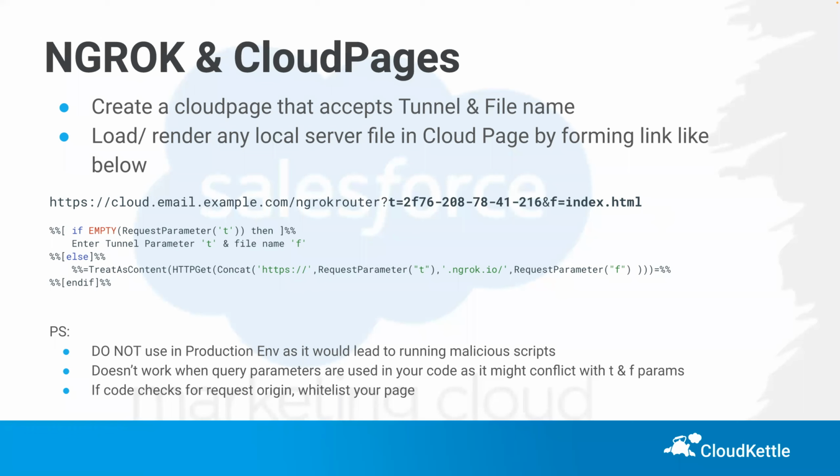Use it very cautiously. The second scenario is if you're going to pass multiple GET parameters in your URL, or if you're using a query string, then you might have trouble using this particular method, because the solution works based on query parameters, the T and F parameters, tunnel and file name. Also, if your code checks your request origin, then you would have a problem, because the request origin would be the ngrok router, and you might be whitelisting a different file or domain.